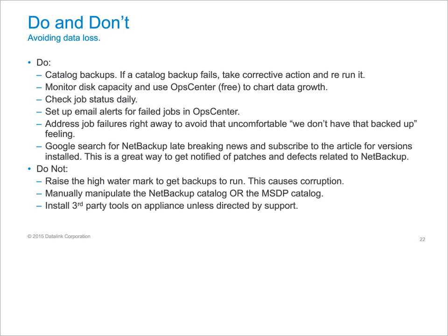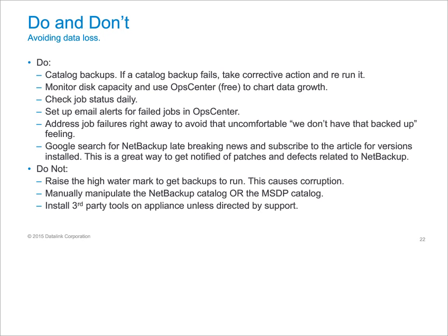Second step, check your job statuses daily. If you're seeing failed jobs, address those failures, get the job back on track. Set up email alerts within Ops Center or within NetBackup so that you get alerted when you have a failed job and take corrective action.